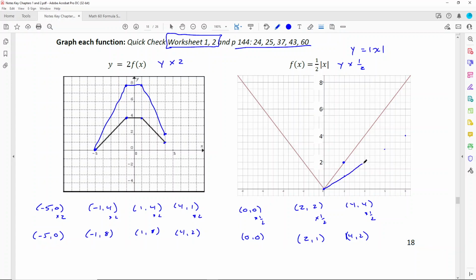So I'm going to go through these points. And then I know that this graph has y-axis symmetry, so I'm just going to mirror these points on the other side. So I'm going to go over 2 and up 1. I'm going to go over 4 and up 2. I'm going to go over 6 and up 3. And I'm going to go over 8 and up 4. And this is my new transformed y equals 1/2 absolute value of x graph.